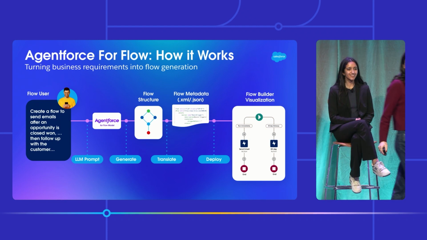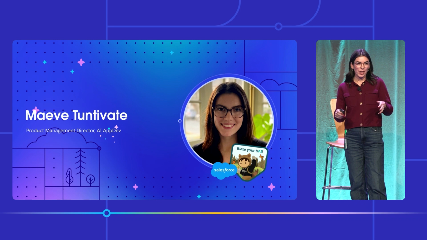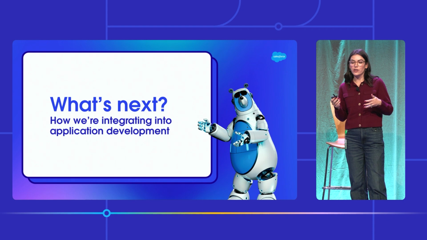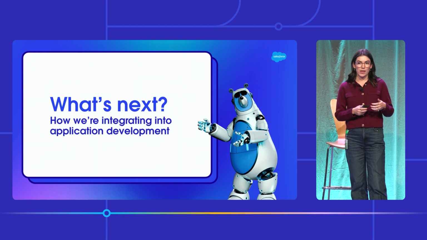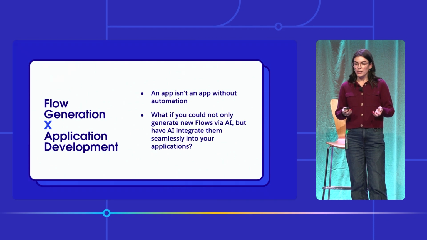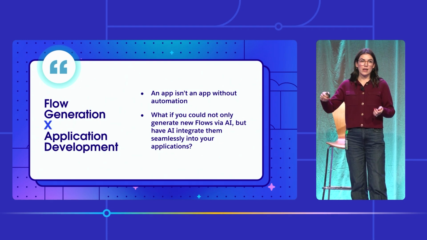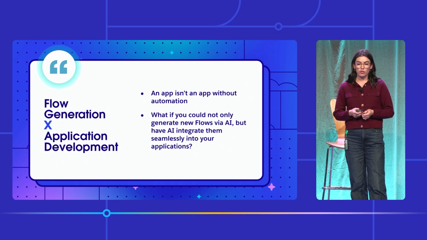All right, so Zaewon and Vidya showed a lot about how flow generation is enhancing, but we know that flows don't just exist in a vacuum. They exist in the context of your apps. So what's next? How are we integrating this technology into our application development lifecycle? We know that an app is not an app without automation. That's pretty clear. But what if you could not only generate flows via AI, but have AI integrate flows seamlessly into your application development process as you're building it, complete with other metadata types to make things fully functional.